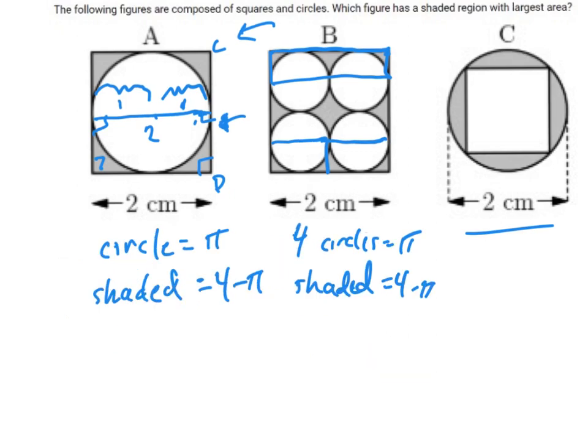Now we're going to take a look at C and see what the area of its shaded region is. The first thing we notice is that we have an inscribed square, meaning the square is inside the circle. So how is the diameter, which they give us as 2 centimeters for C, related to this square? Well, what we notice is that an inscribed square's diagonal is actually the diameter of the circle.